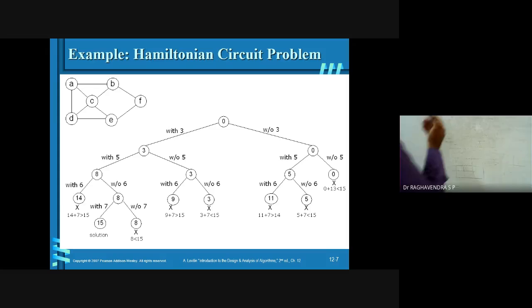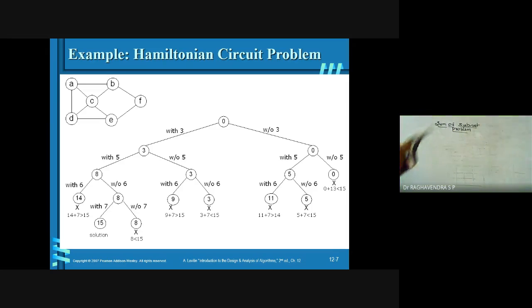So next is the sum of subset problem. So what is this sum of subset problem? So let us find out.